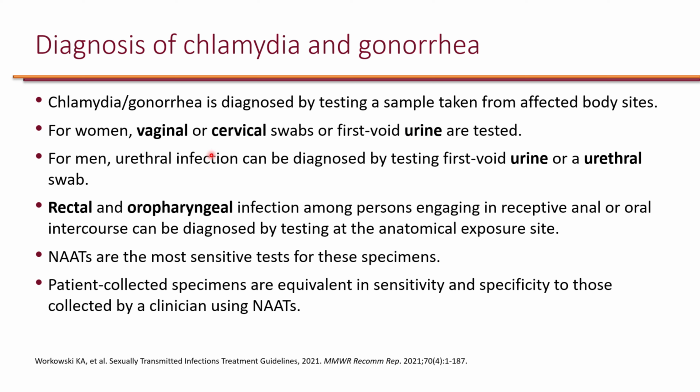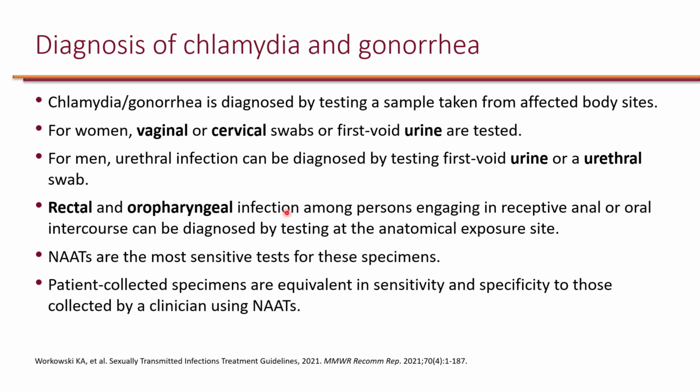For men, urethral infection can be diagnosed again using first-void urine or a urethral swab. I will tell you that most routinely people just get the urine sample for these. If you suspect the route of transmission was rectal or oropharyngeal, those sites can also be swabbed, because a urine sample might test negative where somebody may have oropharyngeal infection. So all three sites may need to be tested in certain individuals with risk factors.